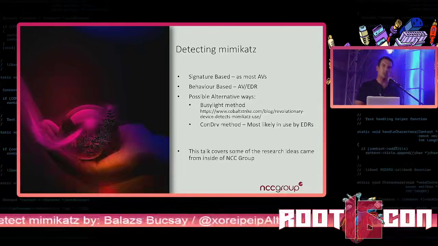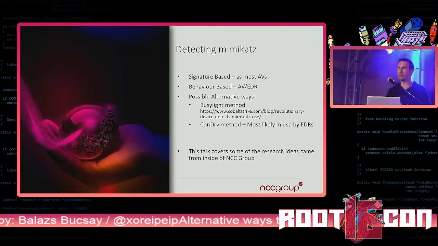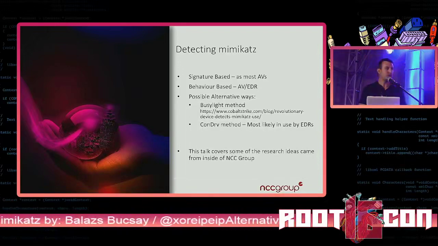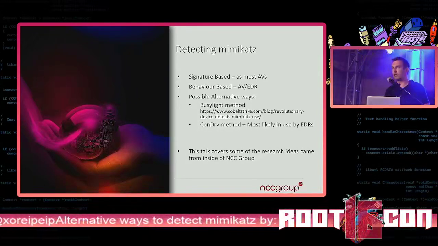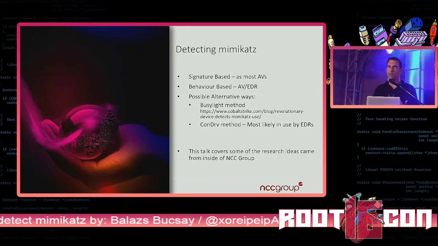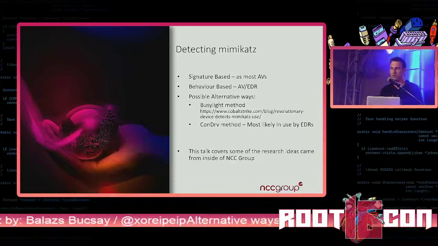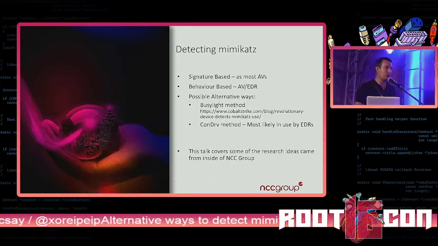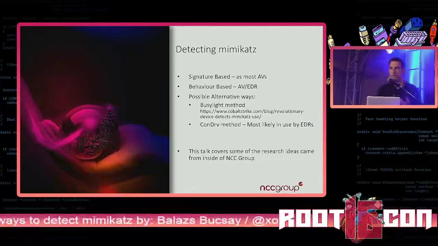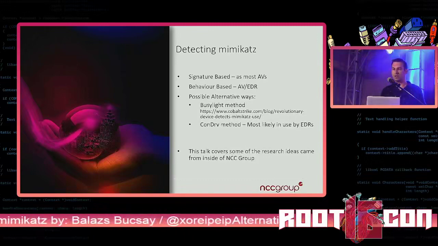So this topic is basically about finding alternative ways to detect mimikatz in this case. But you will see that the second method can be used for other things as well. We looked into these techniques because we had a few ideas internally in NCC that we might be able to do a non-standard way to detect malicious things. So the first thing that I'm going to talk about is the busy light method, which was basically partly public knowledge already.